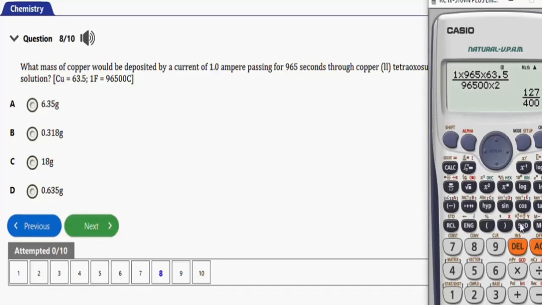Press SD. So we have it to be 0.3175. If we are leaving it to 3 decimal places, it will be 0.318 grams. So the mass is option B. Alright, 0.318 grams. So that's it for this question.